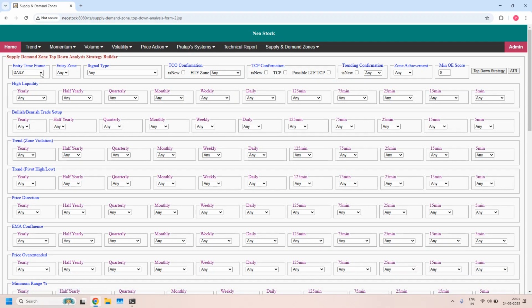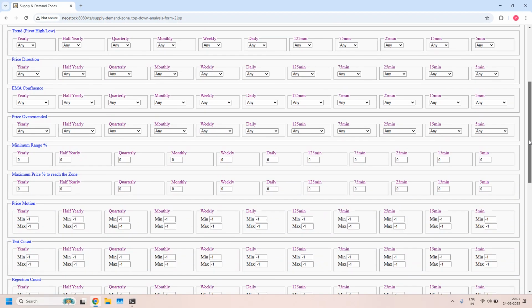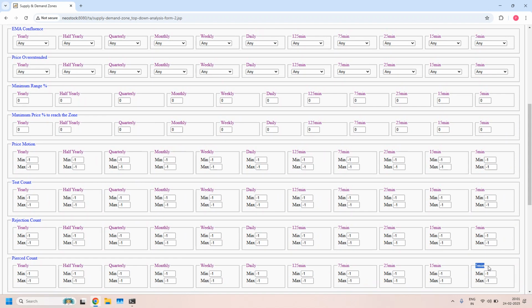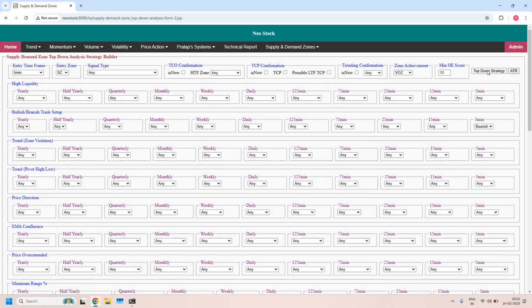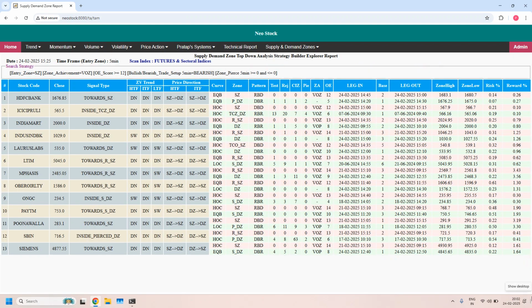Next, bearish trade setup for hourly income trade. Entry time frame 5 minutes, entry zone, supply zone in bullish or bearish trade setup. At 5 minutes, I am selecting bearish, and zone achievement VOZ, minimum order enhances score 12, and 5 minutes supply zone should not be pierced. So in the pierced count at 5 minutes, I am selecting minimum value 0, maximum value 0. With all the three filters, we got 13 stocks. So these 13 stocks are currently supporting bearish trade setup for hourly income trade. And all these 5 minute supply zones are entry time frames for hourly income trade.